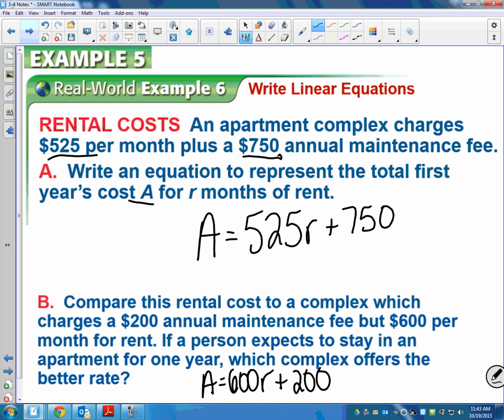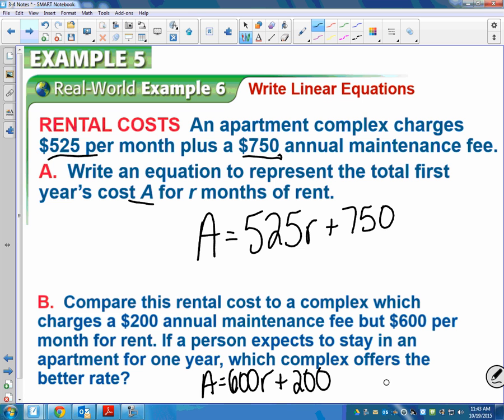It says if a person expects to stay in an apartment for 1 year, which complex offers the better rate? What are some options here for how we could solve this problem? Plug in 12 for R and see how much the total cost is. That's definitely one way to do it. Anybody think of another way? I go straight to the algebra every time. Could you graph it and see what's happening over a year? You could graph it. You'd need some big numbers, but that would be another option.